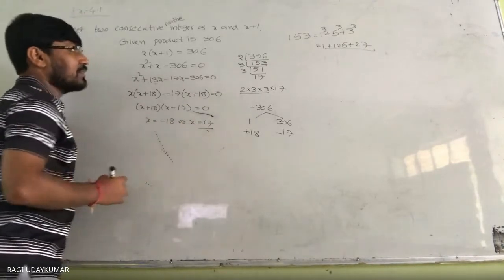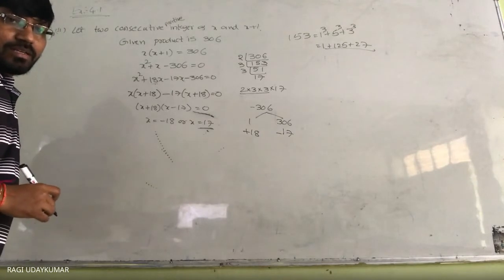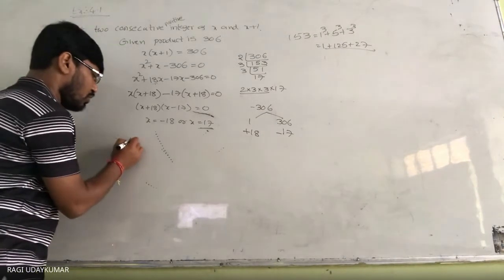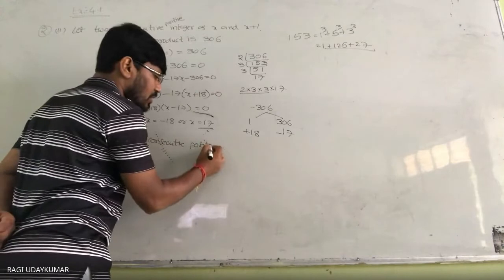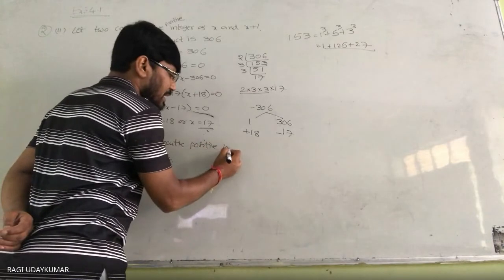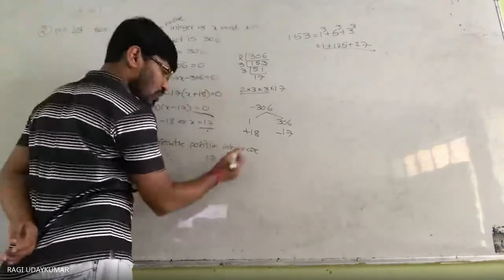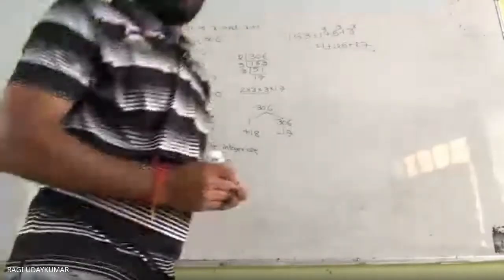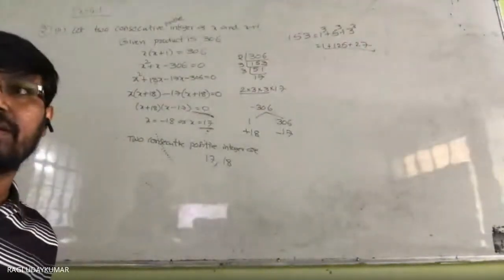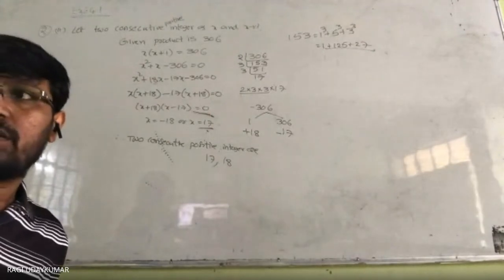So x is equal to minus 18 or x is equal to plus 17. What is the answer? Therefore, the two consecutive positive integers are 17 and 18. x is 17, and x plus 1 is obtained by adding 1. Sir, where does minus 18 go? If you take minus 18, it is negative, so that's why it is not possible.